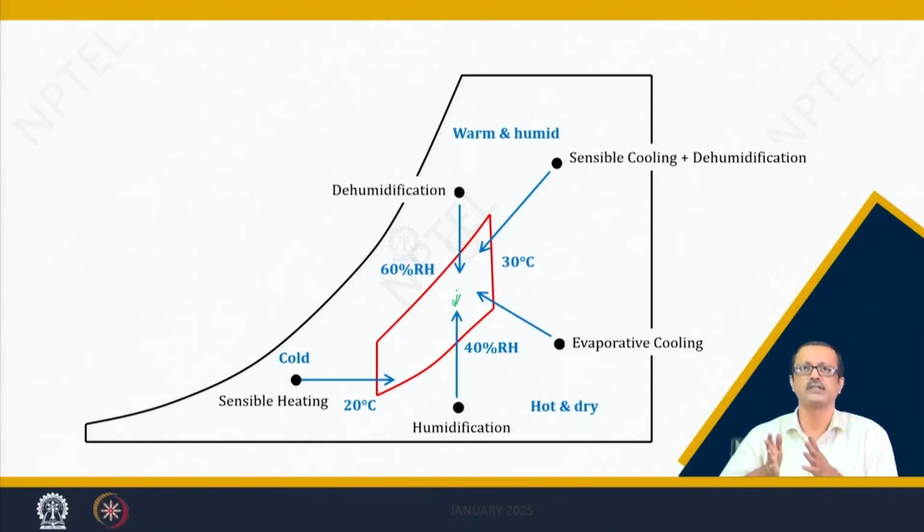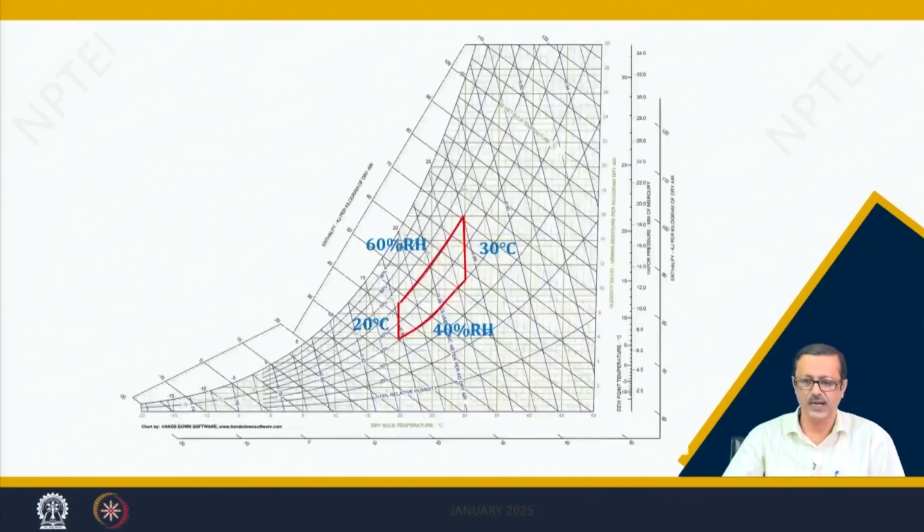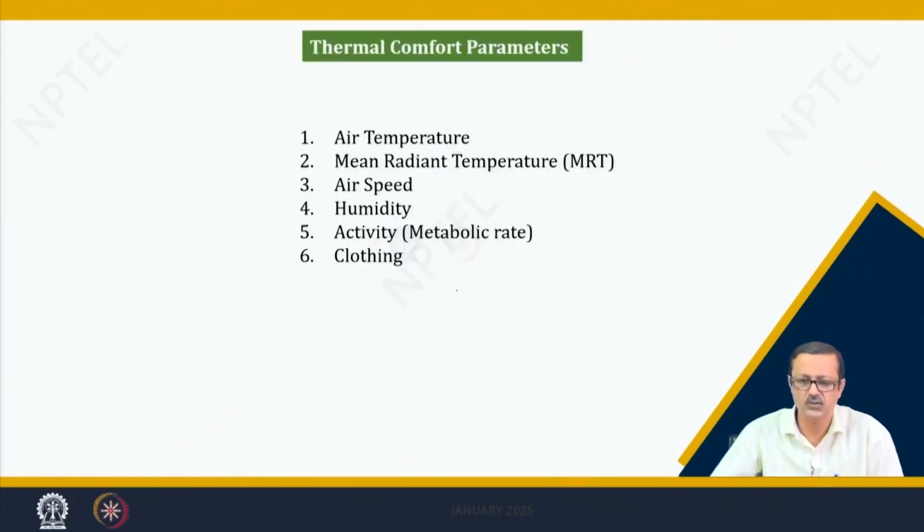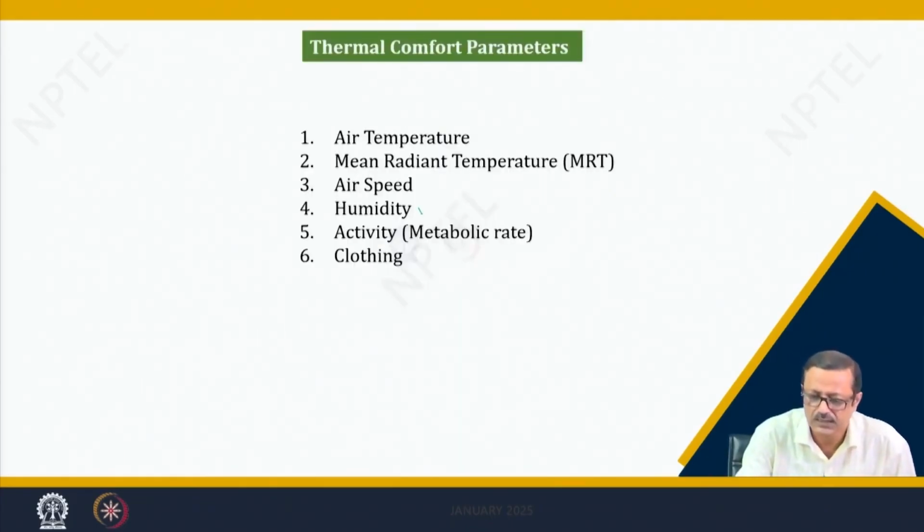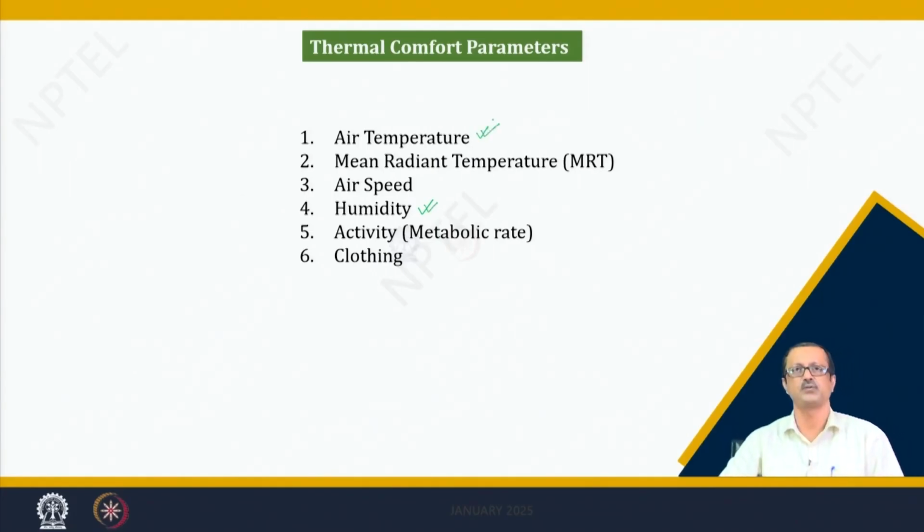So, we understand that these two are the prime factors, the relative humidity and the DBT, which are going to have a primary role. We can go a little back and say that this combination of air temperature and humidity is going to play a role.